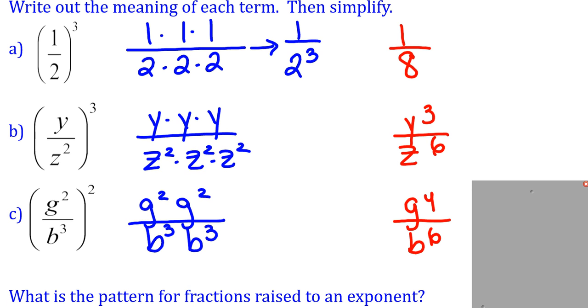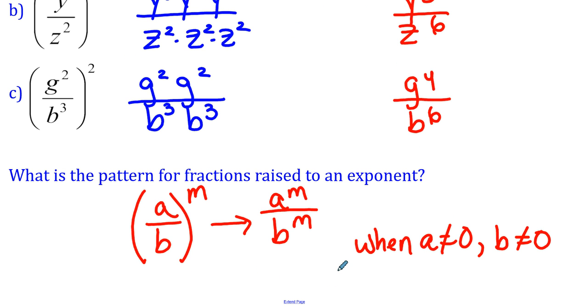As we were working on writing out the meaning and simplifying, did you notice any patterns from when you had a fraction raised to an exponent? Or if you think about it as a division problem raised to an exponent. Hopefully you noticed that when we had a fraction raised to an exponent, it was applied evenly to both the numerator and the denominator. So we're taking that exponent and applying it to the numerator and the denominator, showing the number of sets. And again, the bases have to be a number other than 0.